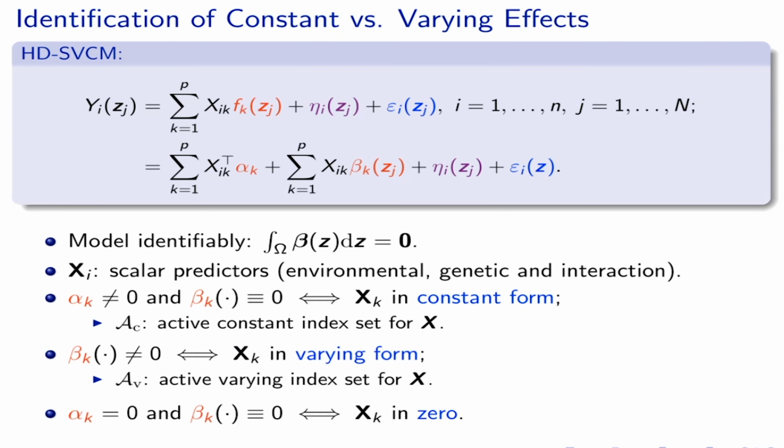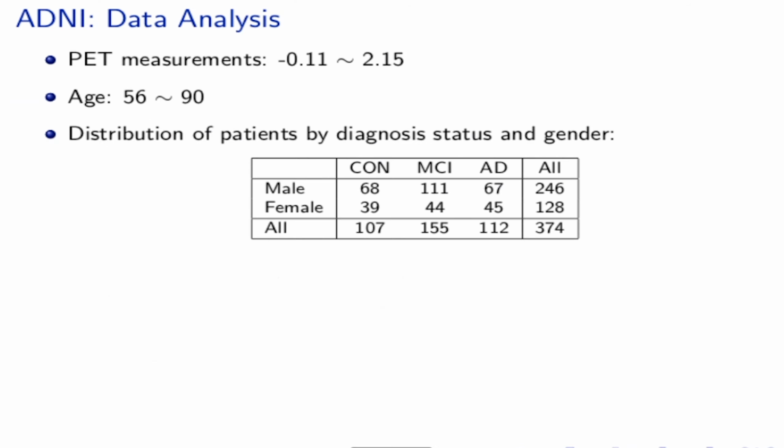I'll skip the more detailed parts of the analysis in this project and go directly to the analysis results for the ADNI database. The PET measurement varies from negative 0.11 to 2.15. The age of the subjects varies from 56 to 90. The distribution of the patients by diagnosis status and gender is summarized in this table. We have more male than female subjects in the study, nearly double. And we have more people with mild cognitive impairment, then people diagnosed with Alzheimer's disease, and then cognitively normal.